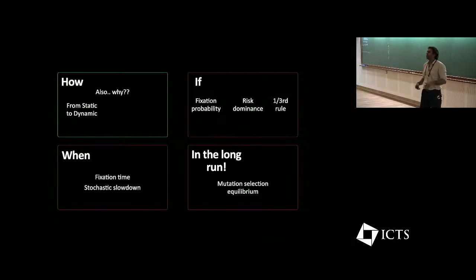The if is all about probabilities. Do we actually see things happening the way we want them? For example, the probability of fixation and the further properties that follow from it. When is the question about time, so we will ask something about the fixation time of such a process. So we are moving from deterministic systems to stochastic systems, where in the final case we will also analyze the mutation selection equilibrium. So what happens when you have both mutation and selection going on in your process, and how do you look at the long-term dynamics of such a system?